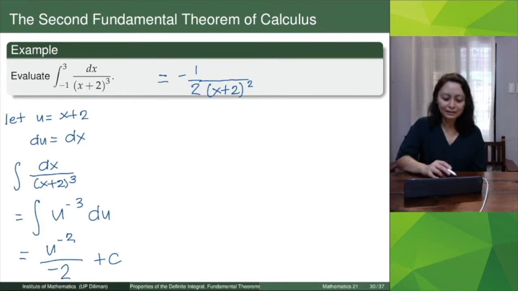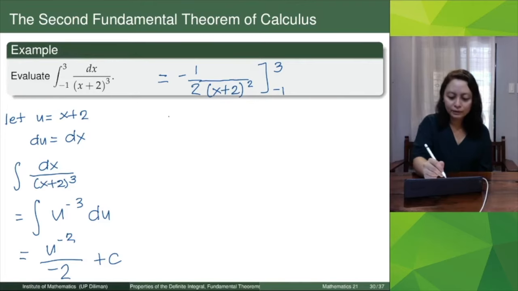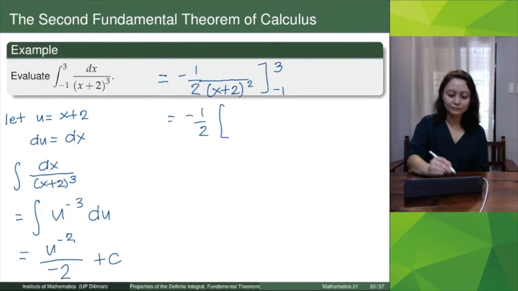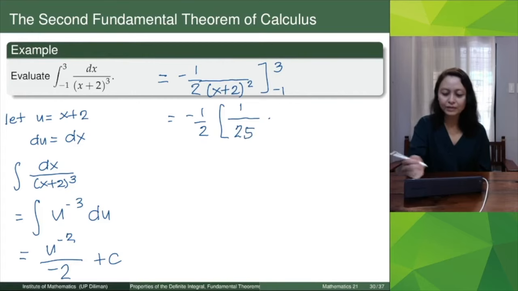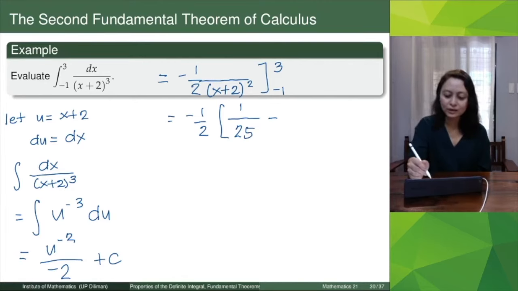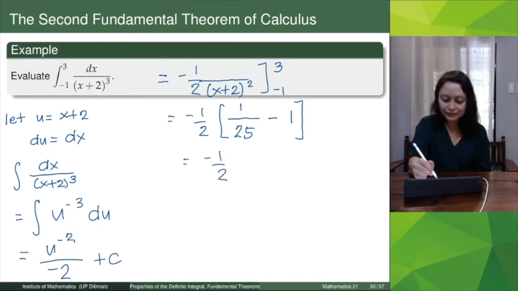Okay? Then, we evaluate from x equals negative 1 to x equals 3. Okay? We can factor out negative 1/2. So, first, 3 muna yung isa-substitute natin. Okay, so you have 1 over 3 plus 2 square. That's 25. Minus negative 1. Negative 1 naman na. Negative 1 plus 2 is 1. 1 square is 1. So, you have 1. Okay. Sige, simplify muna natin itong nasa loob.